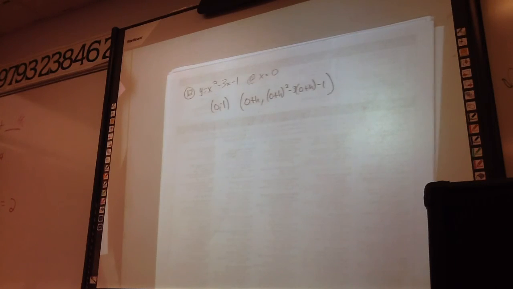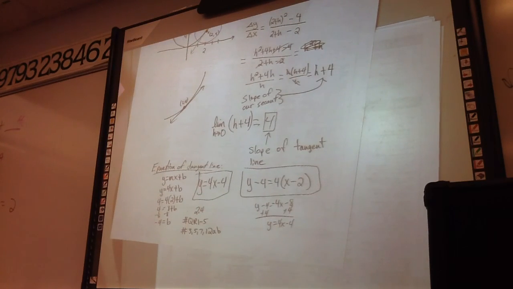Then with the answer you put into the y equals. The first part's just the slope, and then part B, the equation, that's where you have to plug it in. You could do y equals mx plus b, or just do this, just faster. y minus y0 equals m times x minus x0.